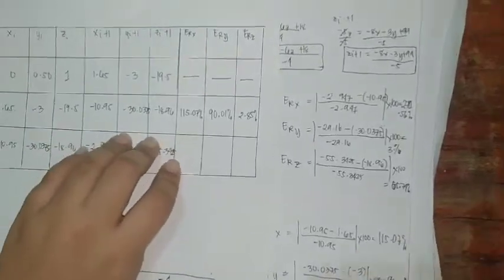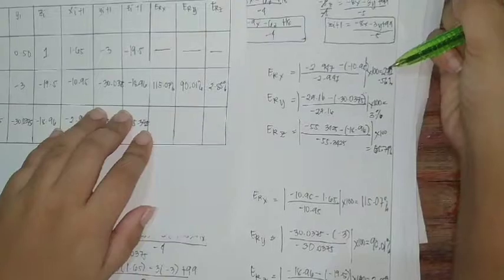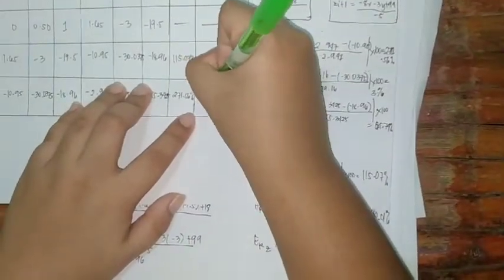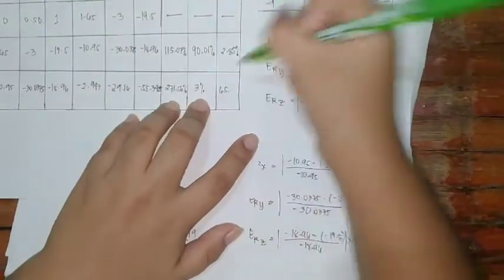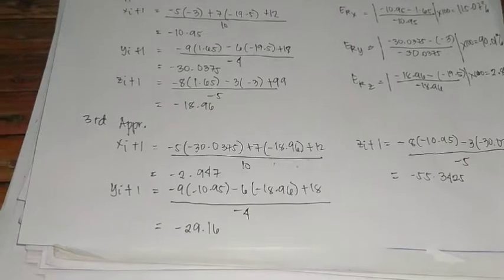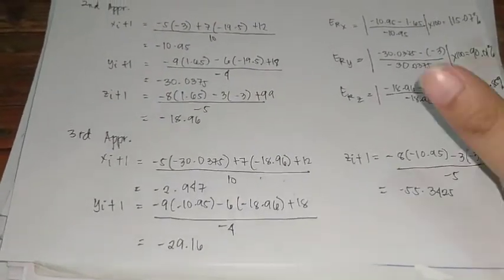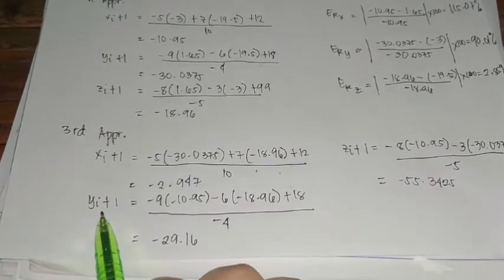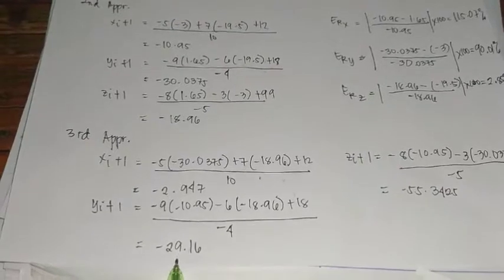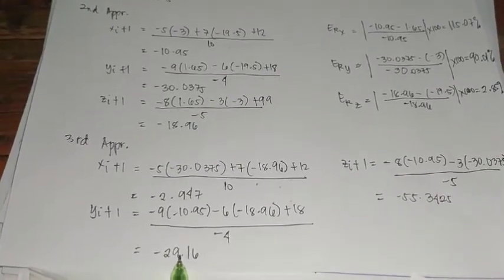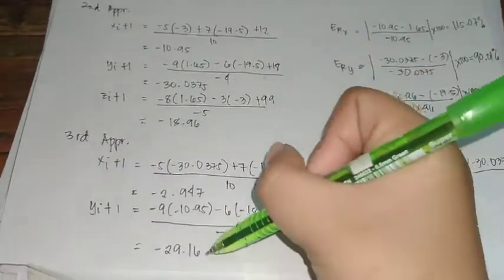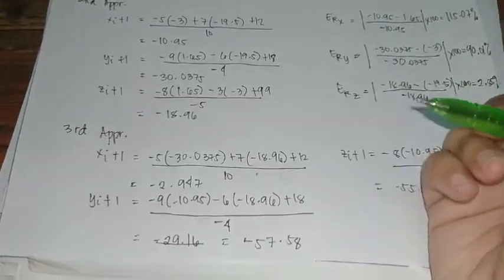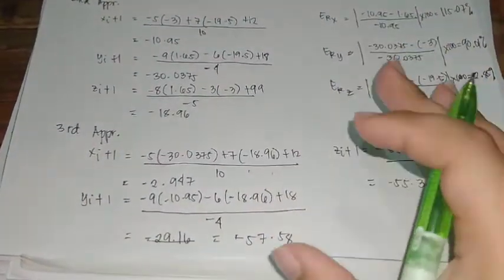Now, for the relative error on the third iteration for the x, we have here 271.56%. For y, we have 3%. And for z, we have 65.74%. But as I was reviewing my whole answer on the third iteration, specifically on the y sub i+1, I got the wrong answer, which this negative 29.16 is not the correct answer. Rather, it is equal to negative 57.58. So I'm going to calculate again the third approximation.